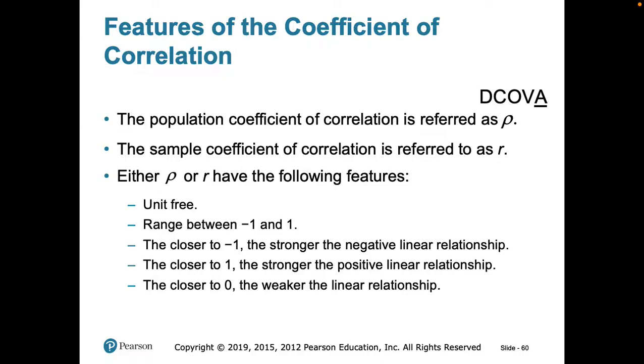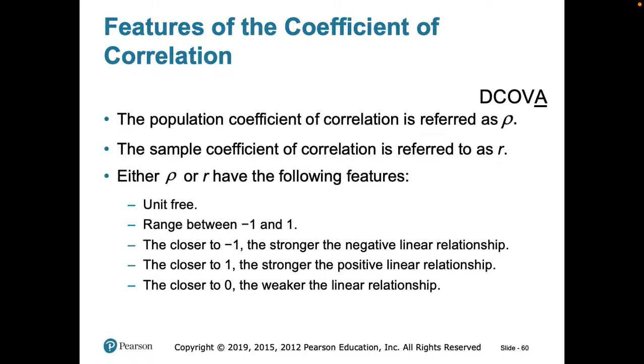Some of the features of the coefficient of correlation: the population coefficient of correlation is referred to as rho, and the sample coefficient of correlation is referred to as r. Either rho or r has the following features. They're unit-free, so you're not talking about units of measure, such as dollars, centigrade, or square feet. The range is going to be -1 to 1, so your coefficient of correlation is always going to be between -1 and 1. The closer you are to -1, the stronger the negative linear relationship is.